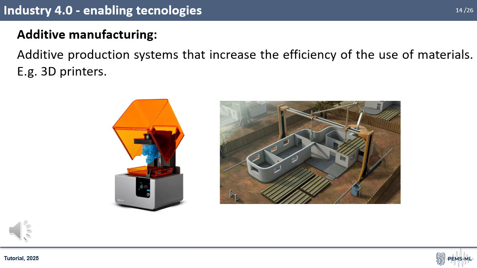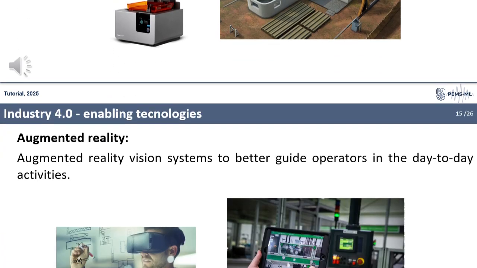Additive manufacturing is the addition of different production systems to enhance the efficiency of the materials in use. The best example of additive manufacturing is 3D printers. It will help to print the desired design in less time to gain suitable knowledge.